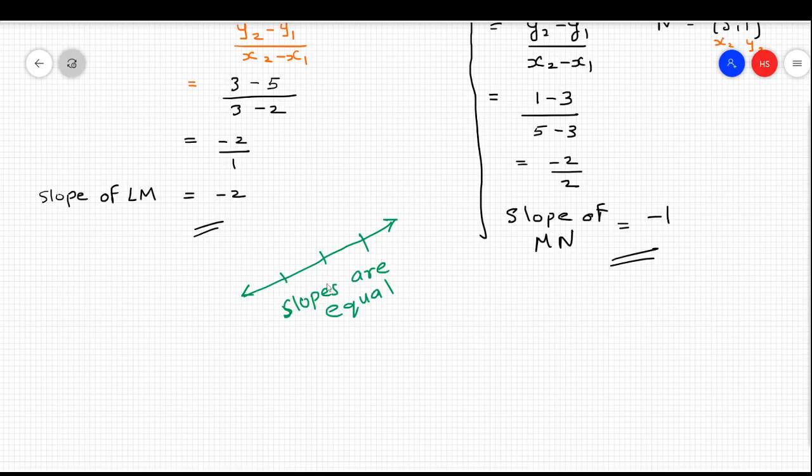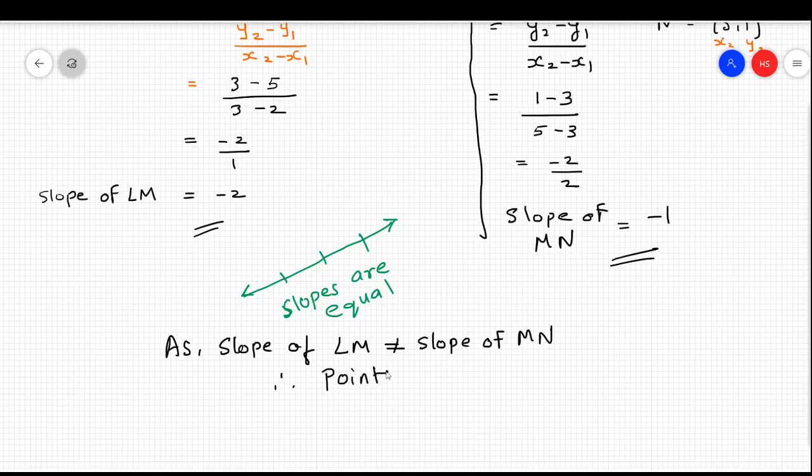ठीक है, so that means यहाँ पे क्या लिखेंगे अभी हम लोग finally, as slope of LM is not equal to slope of MN, therefore what we can say that points, which points? L, M and N. So L, M, N are not collinear. I hope you got this. Okay, this is how you should solve this type of question.